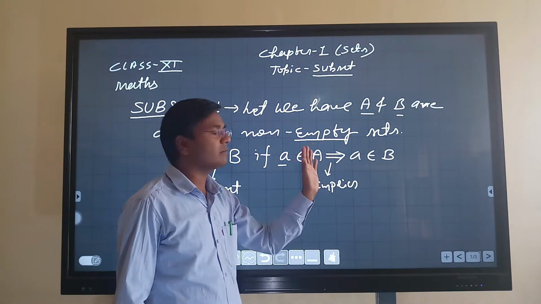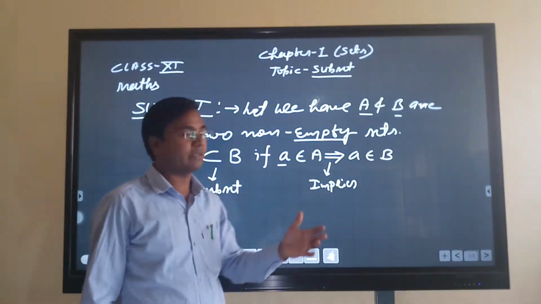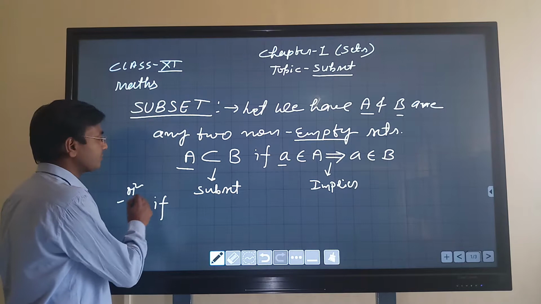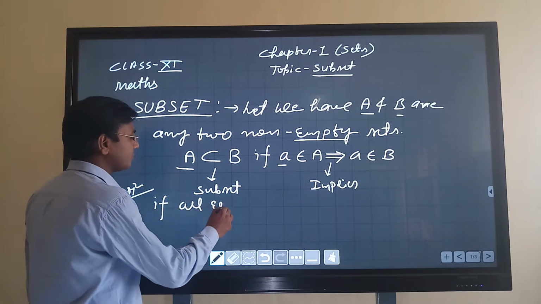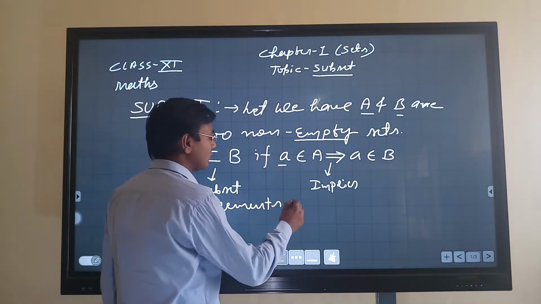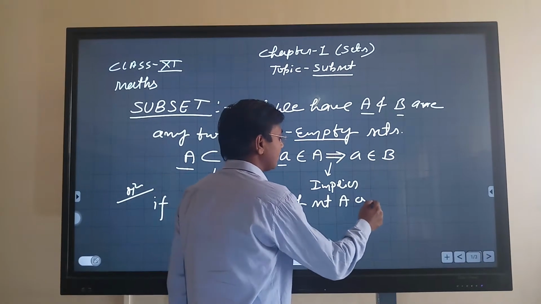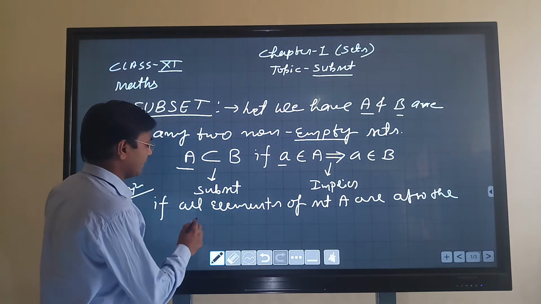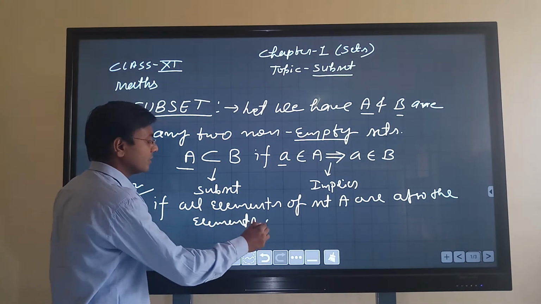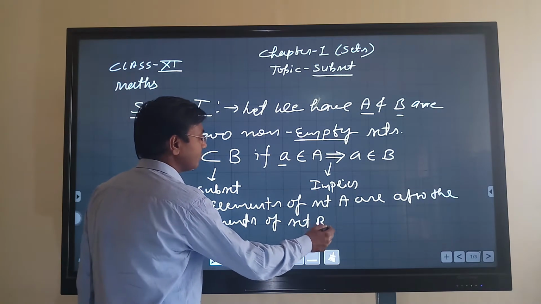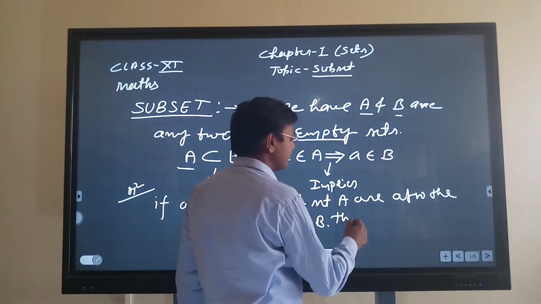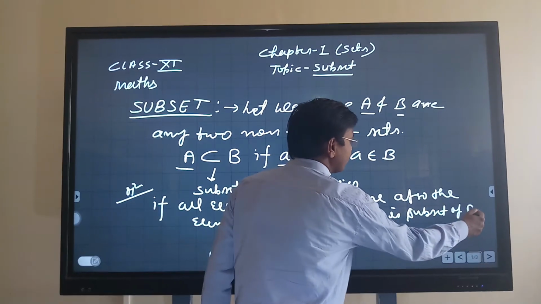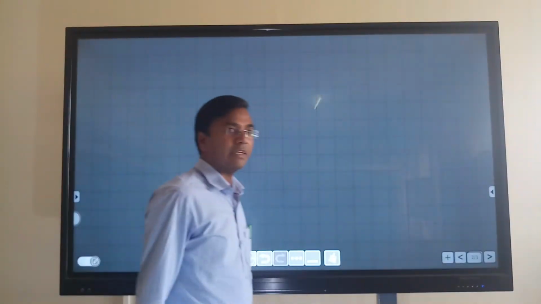This symbol is already familiar. Belongs to means it is lying in that set. So we can define: if all elements of set A are also the elements of set B, then A is a subset of B. Okay, let's consider one example.